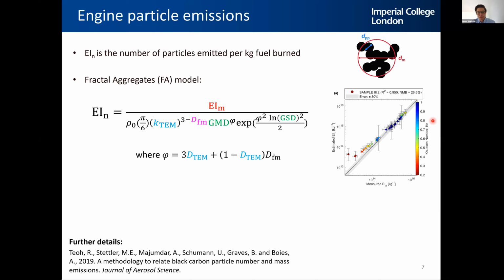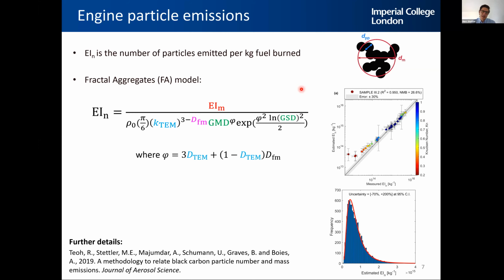So this model has been validated on several types of black carbon sources, including aviation soot, and we can propagate uncertainties in all of these parameters, and that led in this study to this uncertainty distribution on the bottom right-hand side, showing a sort of asymmetrical distribution with a 95% confidence interval around the mean of -70 to plus 200%.